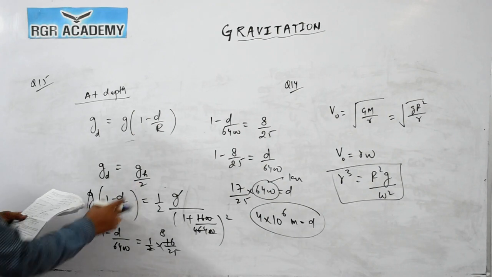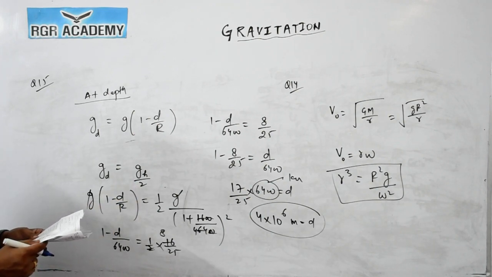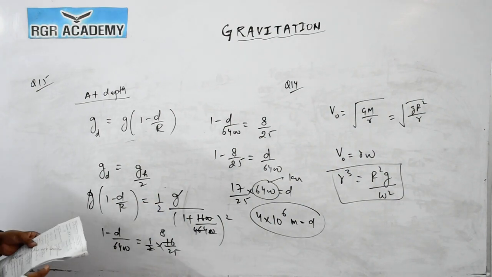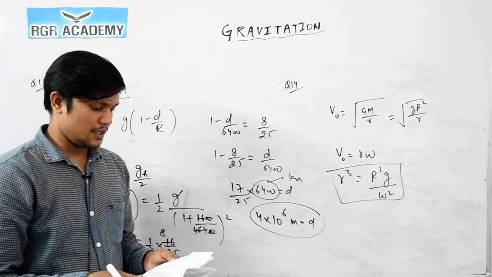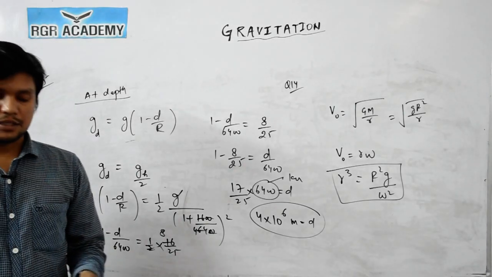At the height h, the value of g is given by g by 1 plus h by R whole squared. So at the depth d, it is 1 by 2 of that at height h. So the answer will be 6 into 10 to the power 6 meters. Now we will move on to the next question.